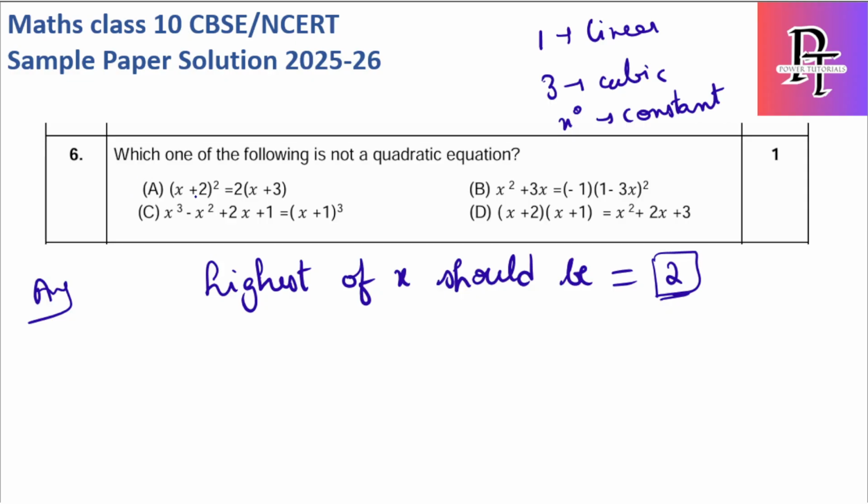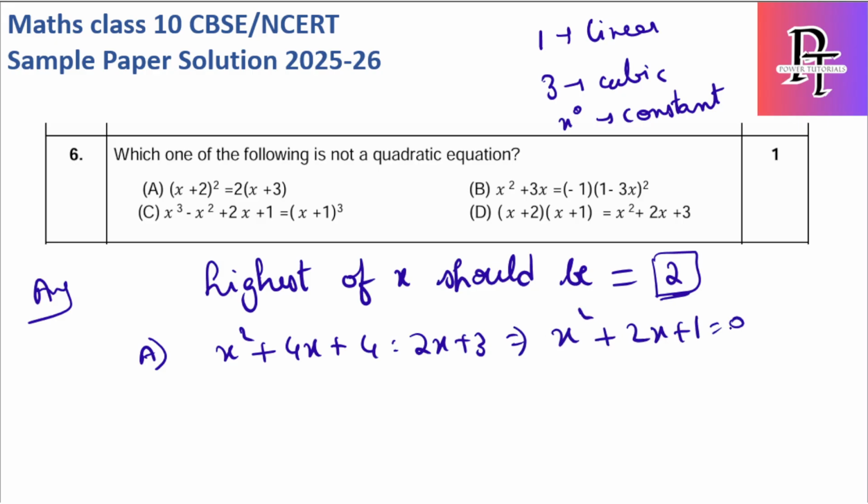Okay, so for this equation, if I expand it, I will definitely get highest power of 2. By seeing itself, you can understand it is a plus b whole square. Definitely x square term will be there in this equation. But still, for the others I will explain here. x square plus 4x plus 4 is equal to 2x plus 3. So if I move everything to the left side, I will get x square plus 2x plus 1 is equal to 0. So this is a quadratic equation. So this is not the option which I have to take.